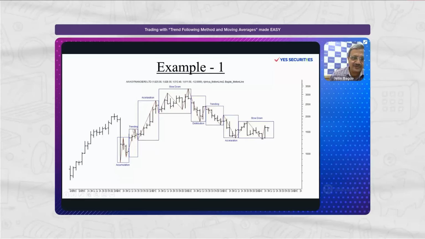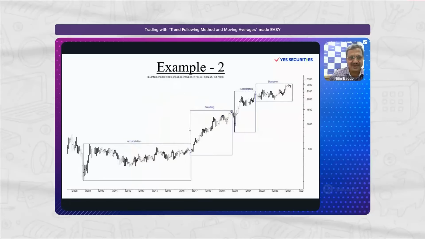Here the trending phase was inside uptrend. Acceleration was inside uptrend. This is a very simple example. I'll take one more complex example. There is Reliance, chart of Reliance.